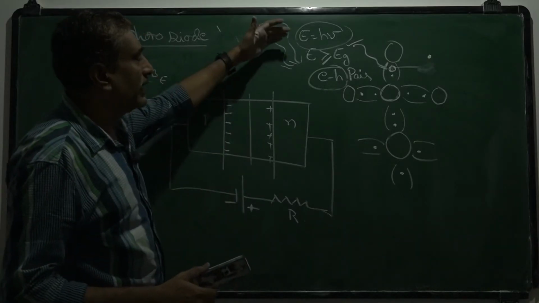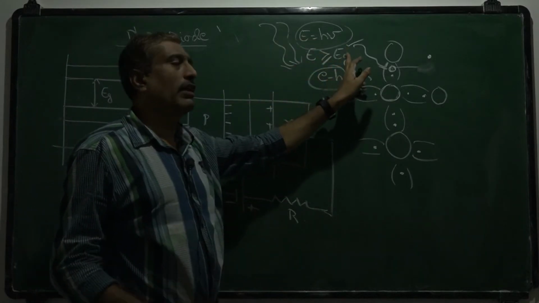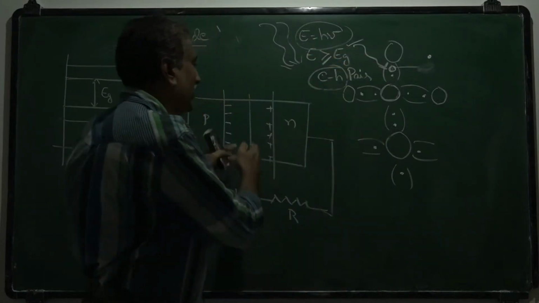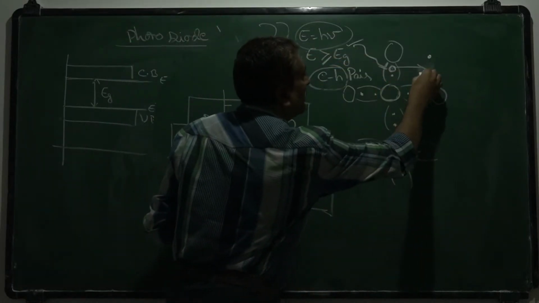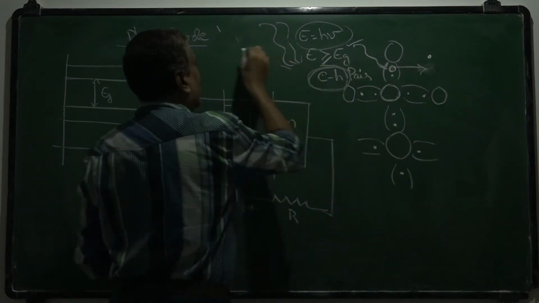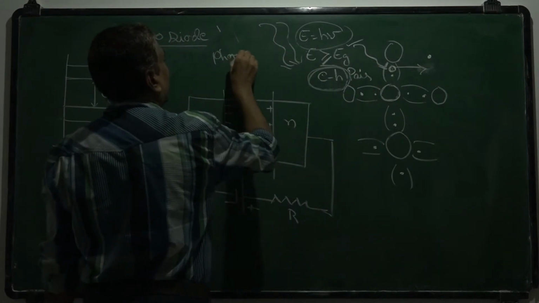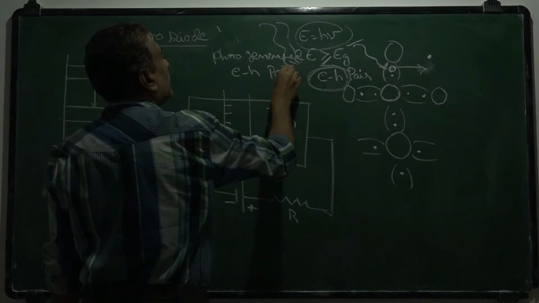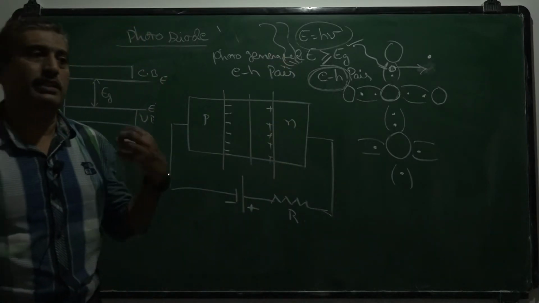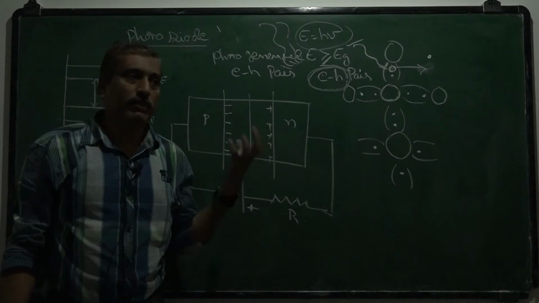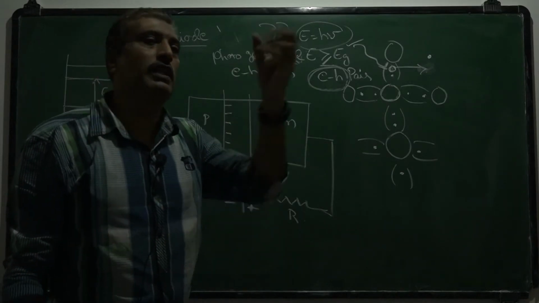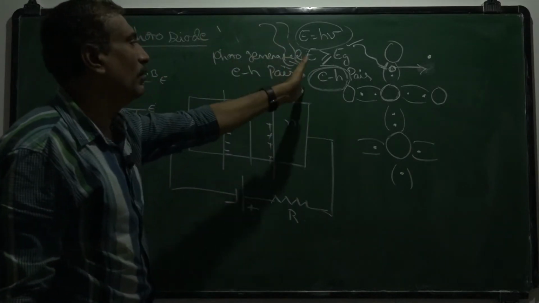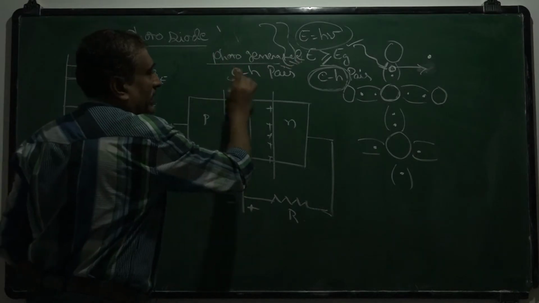When light of energy equal to or greater than the forbidden energy gap of the material is made incident on this depletion layer, electron-hole pairs are generated, and these are called optically generated or photo generated electron-hole pairs. Actually, in semiconductors, electron-hole pairs are produced thermally, where by increasing the temperature we produce electron-hole pairs. But here, by the incidence of light, we generate electron-hole pairs. That's why they are called photo generated electron-hole pairs.